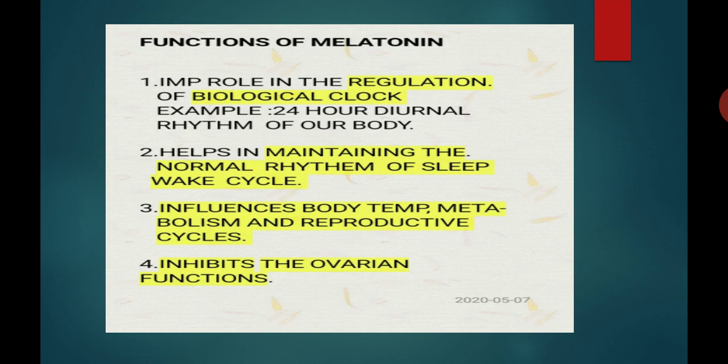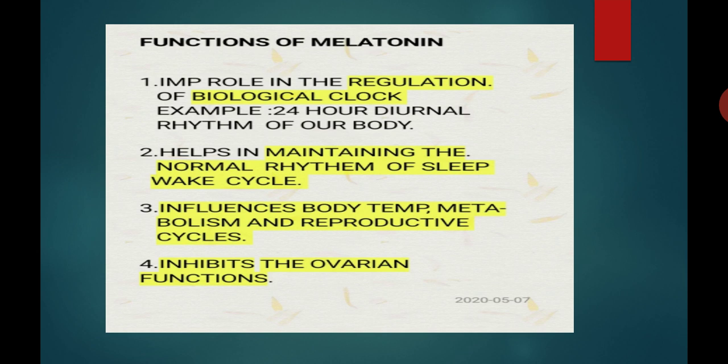Some examples of this: the 24-hour diurnal rhythm of our body is the best example of a biological clock. Besides this, other examples are the sleep-awakening cycle, hormone secretion, blood pressure and even metabolism. These are some examples of a biological clock, and it is regulated by the hormone known as melatonin.